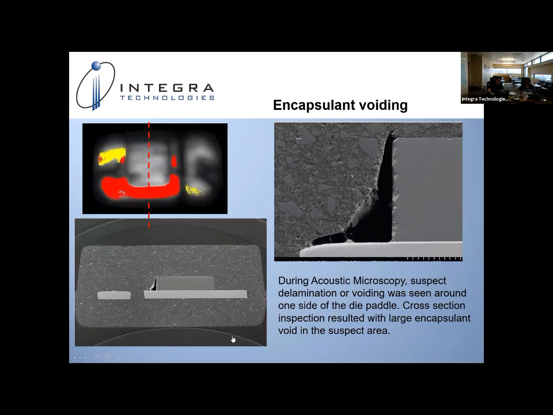So what's on screen now is a great example. This is one of my favorites. On your top left-hand side image, you have a CSAM image or a SAM image. The red pixelization is right around that lead frame. It looks pretty gross. We weren't quite sure what was going on. You can see that we put this in cross-section. We also did a dye penetrant, but in this case, we didn't need the dye penetrant because you can see the large voiding there where the die attach fillet should have been.